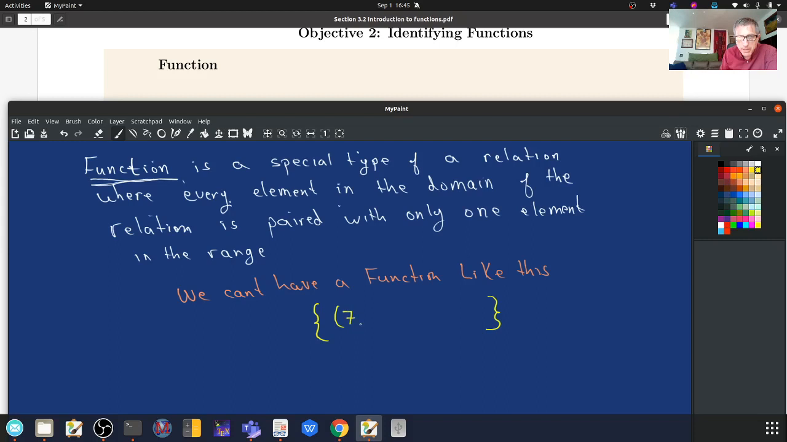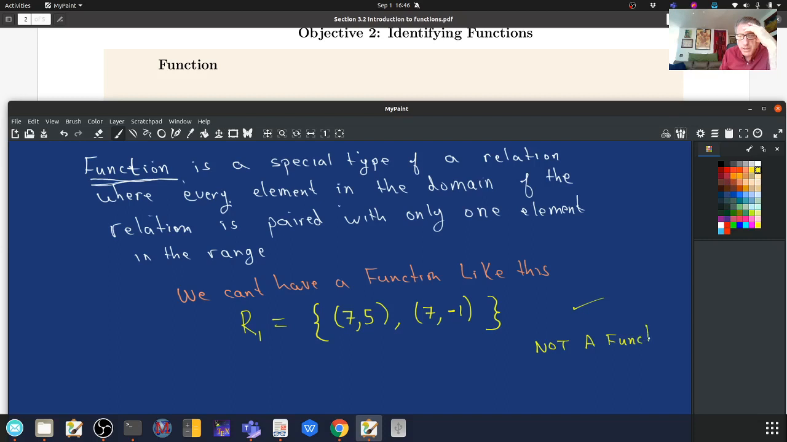And one ordered pair is going to have 7, 5, and the next ordered pair is going to have 7, minus 1. Why? So this is a perfectly fine relation. So this is okay for a relation, because a relation is really loose. It's just a set of ordered pairs. But a function is a special type of relation. So this is not a function.